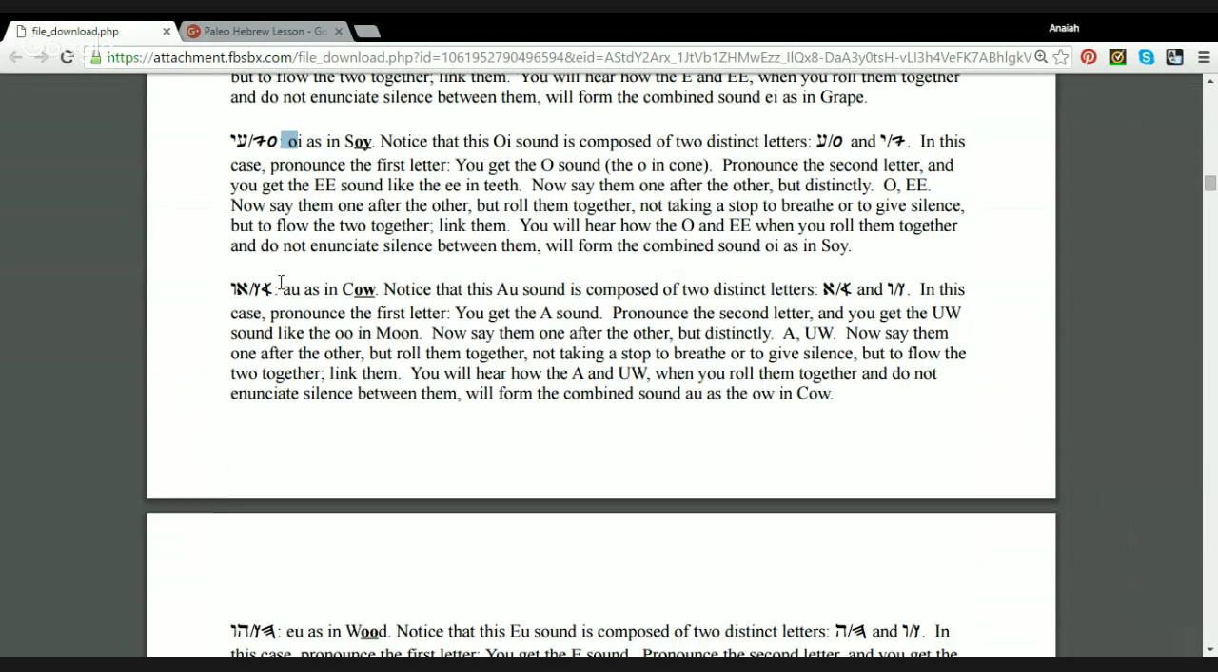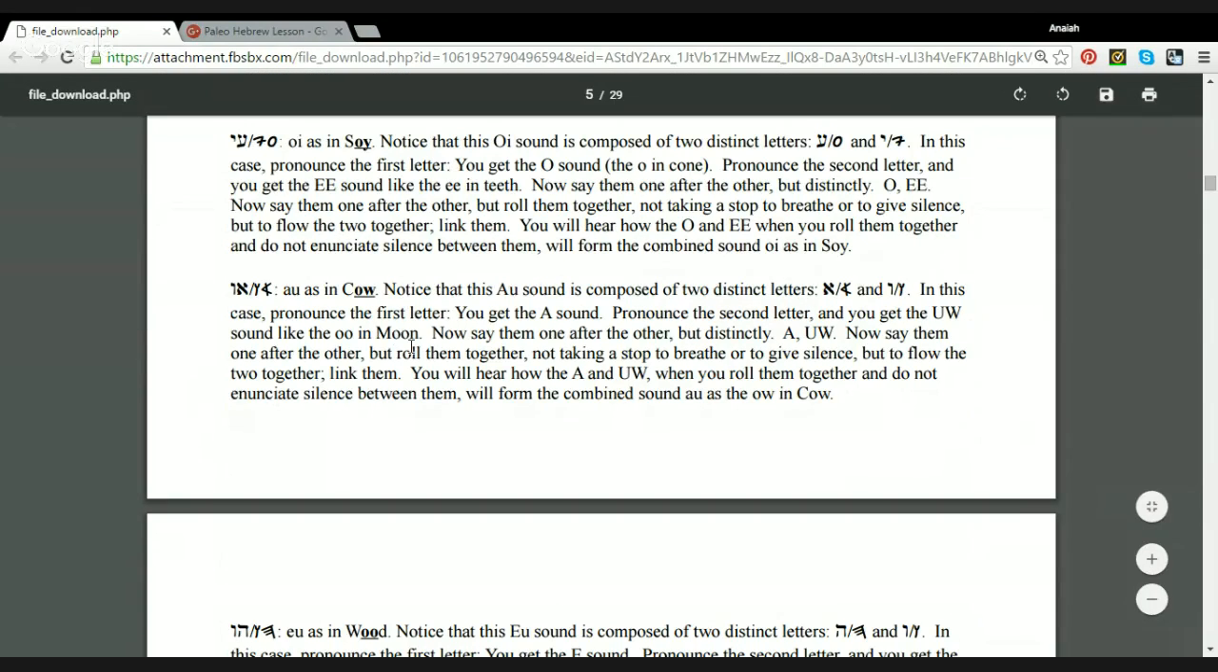And you do the same thing for the wa now. It's the same thing for the wa, just as in Greek and Latin. So, OU, as in cow. You get the A sound. You get the OO sound like the OO in moon. Now say them one after the other, but distinctly. Ow, ow. So you hear it sound. It rolls into ow.